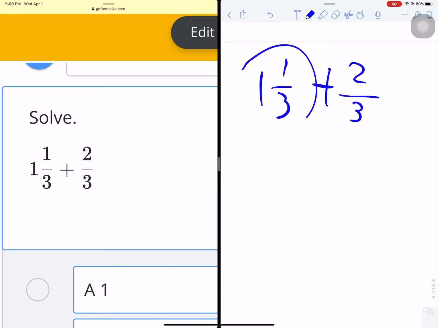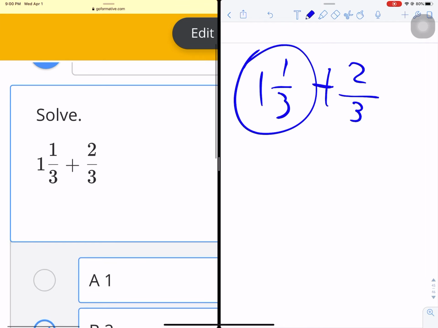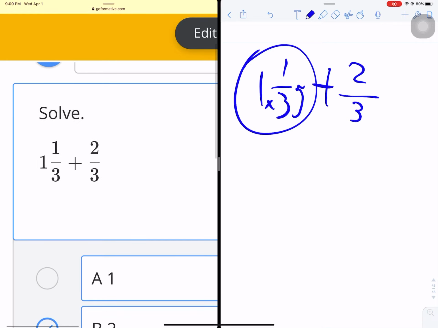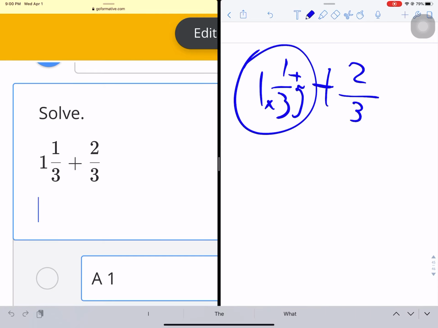It's wise to put the mixed numbers into improper fractions. And I did teach a trick on how to do that quickly. It's called a C move, but you can do whatever. 1 times 3 is 3, and then you're going to add the top number. So 1 and 1/3 becomes 4/3.